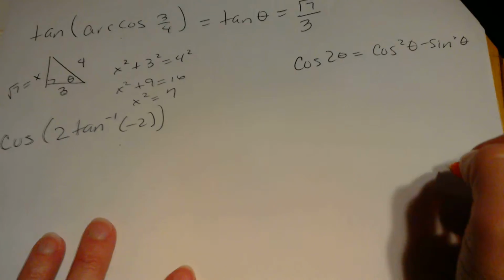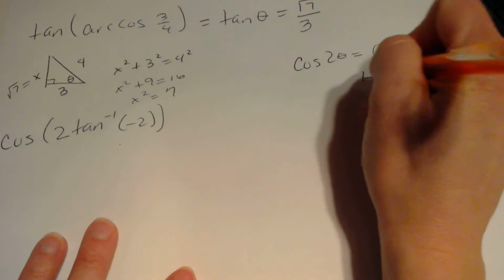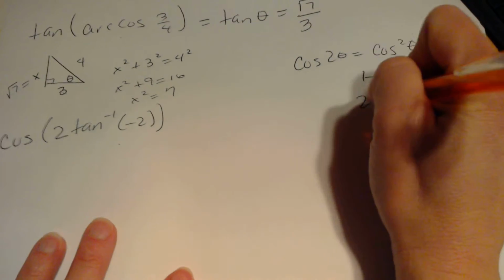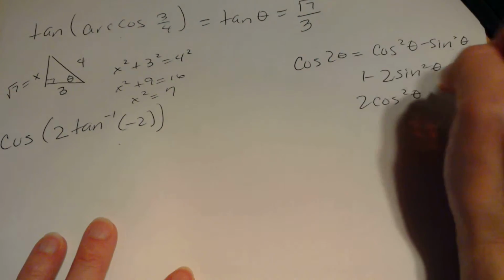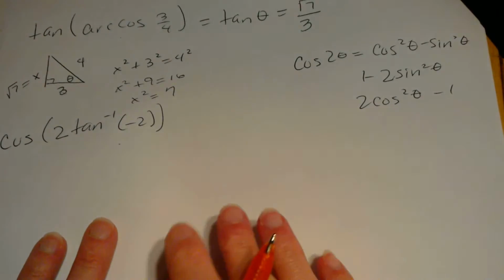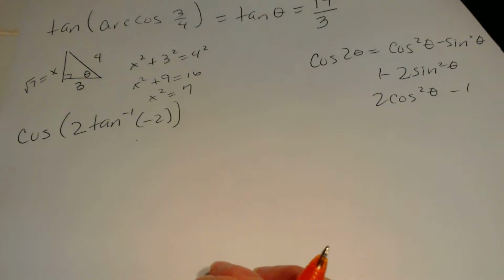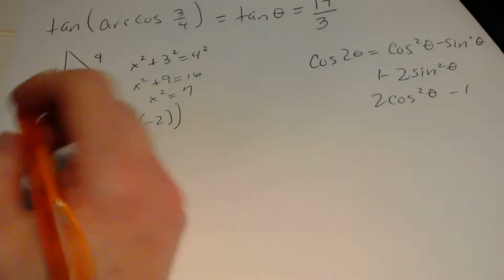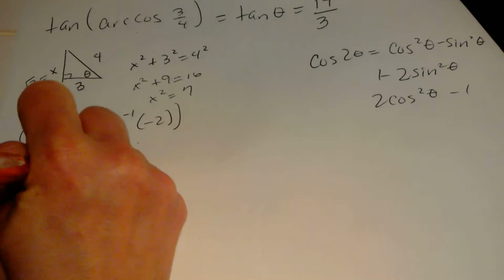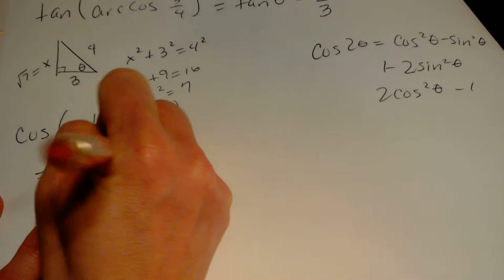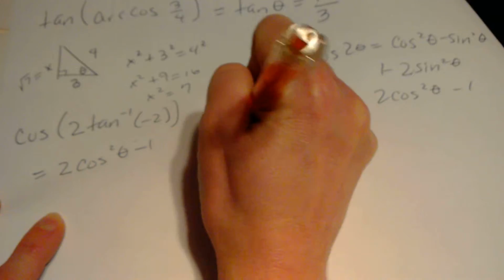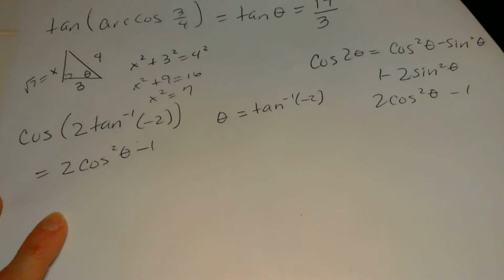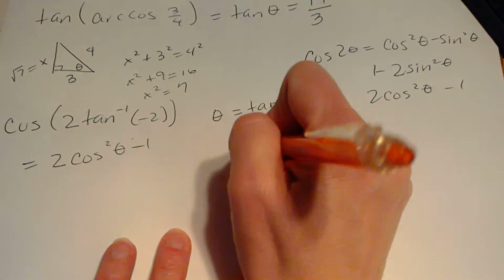It is 1 minus 2 sine squared theta, or 2 cosine squared theta minus 1. So we can really choose any one we want to do. Let's just use this bottom one. So this is 2 cosine squared theta minus 1, where theta is the inverse tangent of -2. All right, so we're going to make our little triangle.